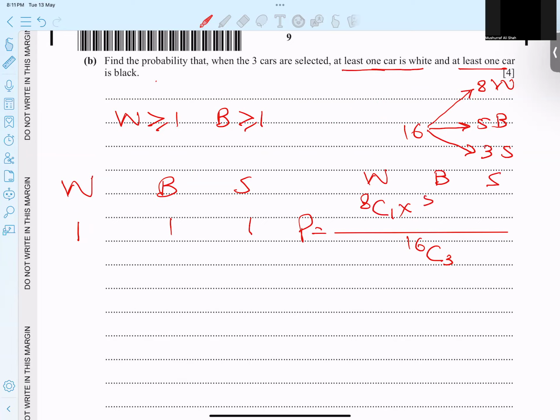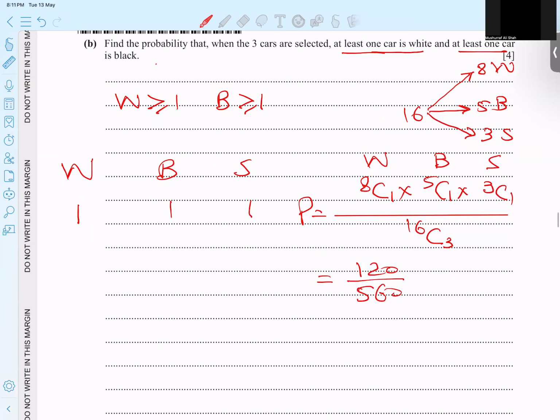So 5C1. And 3 silver available, I need 1. So 3C1. I hope this concept is very clear. And let me check in the calculator. So 8 into 5 into 3, I got 120. And 16C3, my answer in the denominator is 560. So this is option number 1.